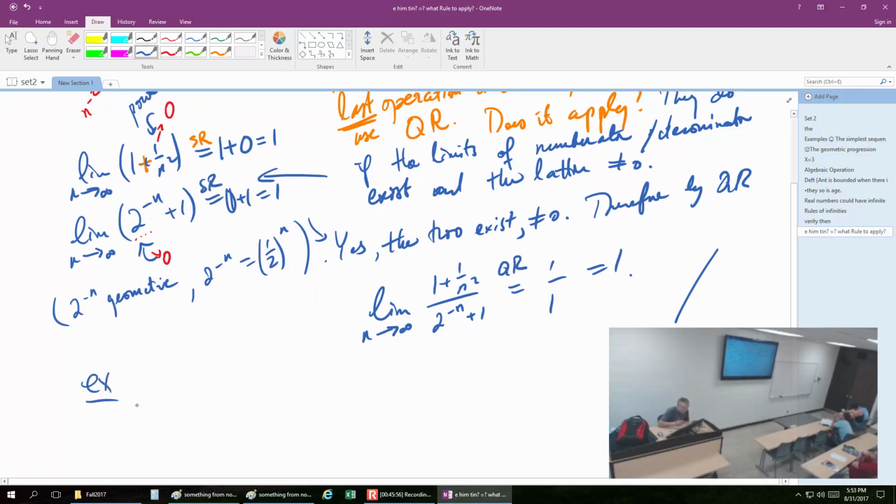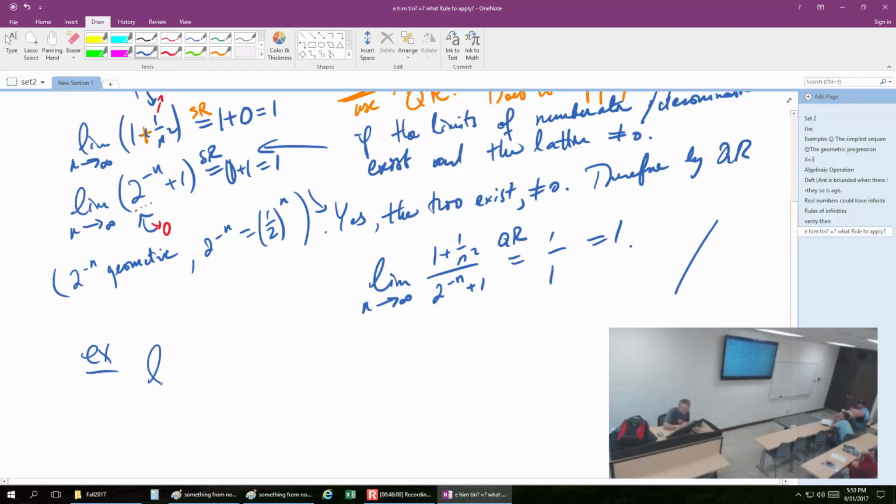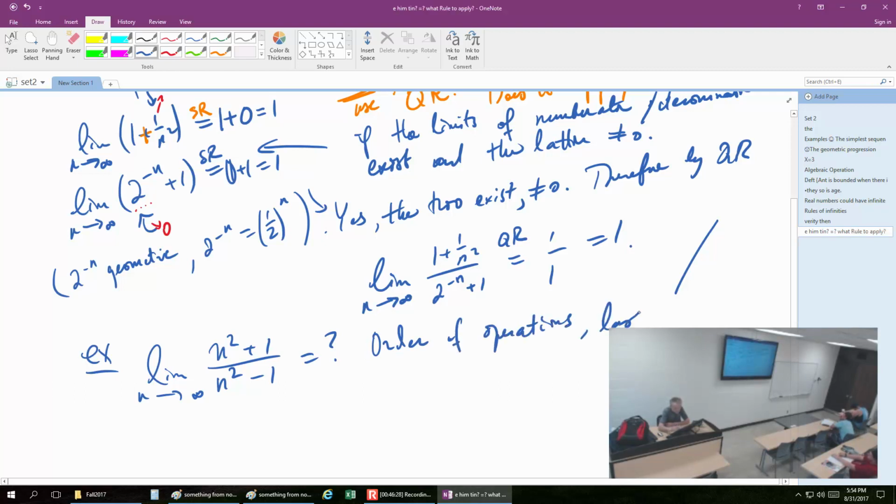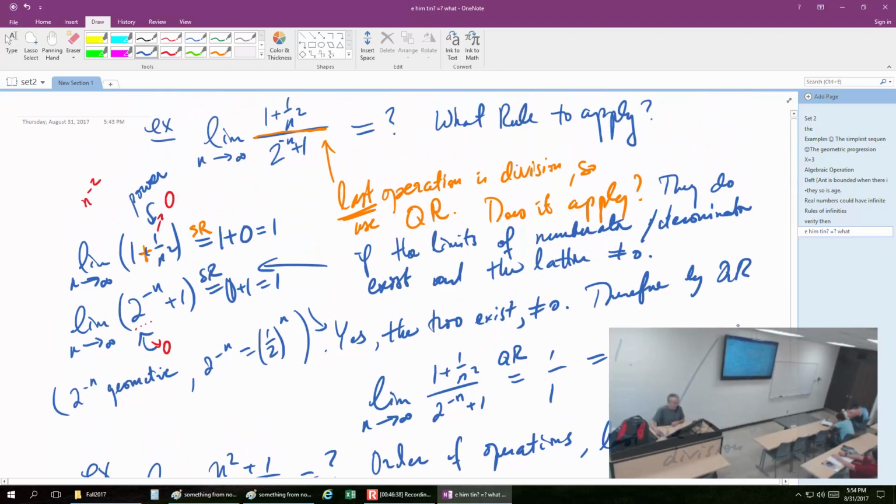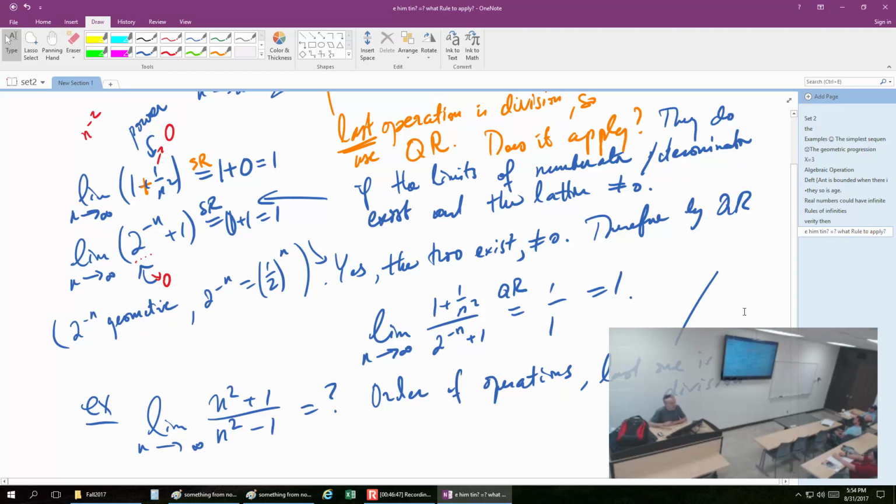So let me take another quotient that is not that dissimilar. Say, how about this? n squared plus 1 over n squared minus 1. Same order of thinking, the same approach: the order of operations. And what is the last one? It's still division. The analysis is right here; we are pretty much repeating the same one. So what rule to apply? The last operation is division, so apply the quotient rule. Does it apply? You have to demonstrate that the limit of the numerator and denominator exists, and the latter is not equal to 0. So apply the quotient rule. Does it apply?